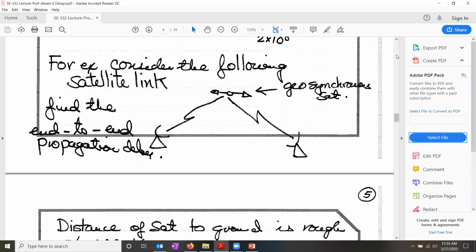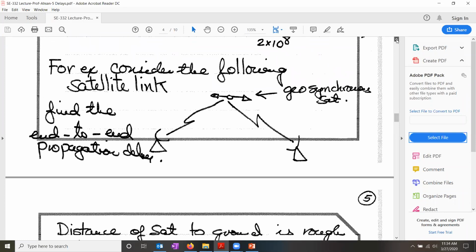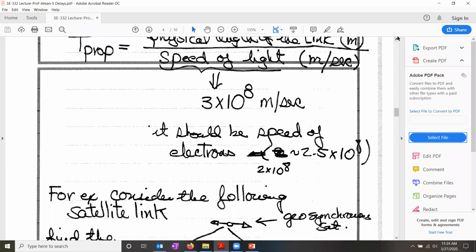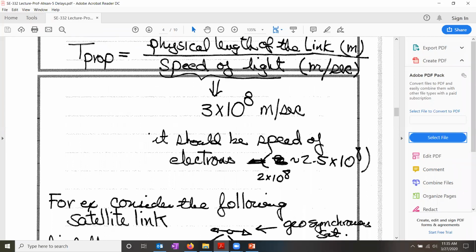Very good question. It does depend upon the medium. If the medium is air and the electromagnetic waves are going through vacuum, we use the speed of light, 3 into 10 raised to the power 8 meters per second. But if the communication link is of copper or any other medium, you will be given the speed in the medium, the speed of the electron, which is 2 into 10 raised to the power 8 or 2.5, which is lesser than the speed of light.